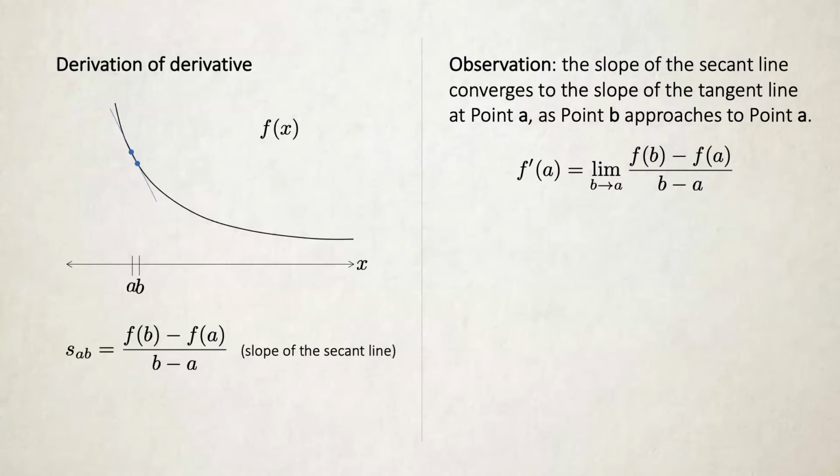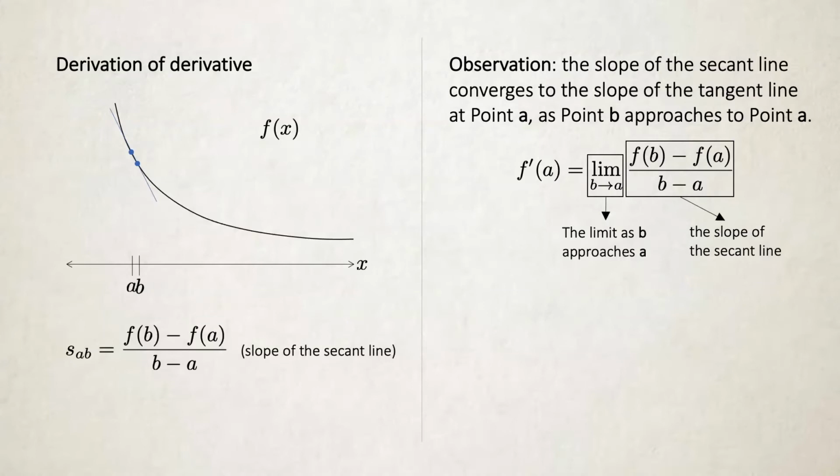If we explain this term by term, f of B minus f of A over B minus A stands for the slope of the secant line between A and B. Limit B approaches A stands for the limit as B approaches A. Finally, f prime of A stands for the slope of the tangent line at A.